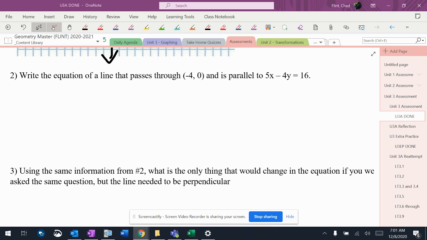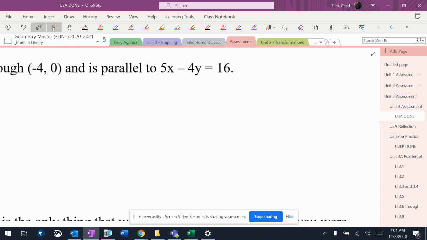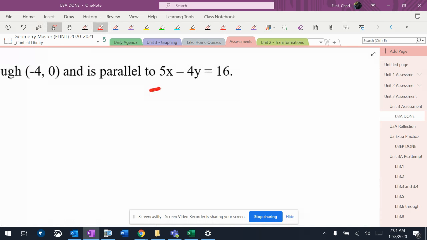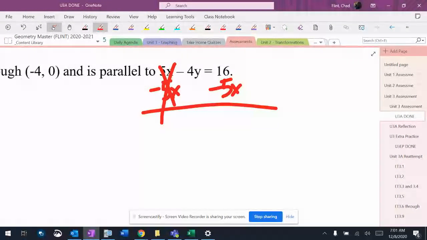So we've got to find the equation of a line that's parallel to this line right here. The first thing we have to do is take the equation and solve it for y, so that we know what the slope of that line is so that we can deal with it there. Careful with that negative. We want to make sure we don't lose it.